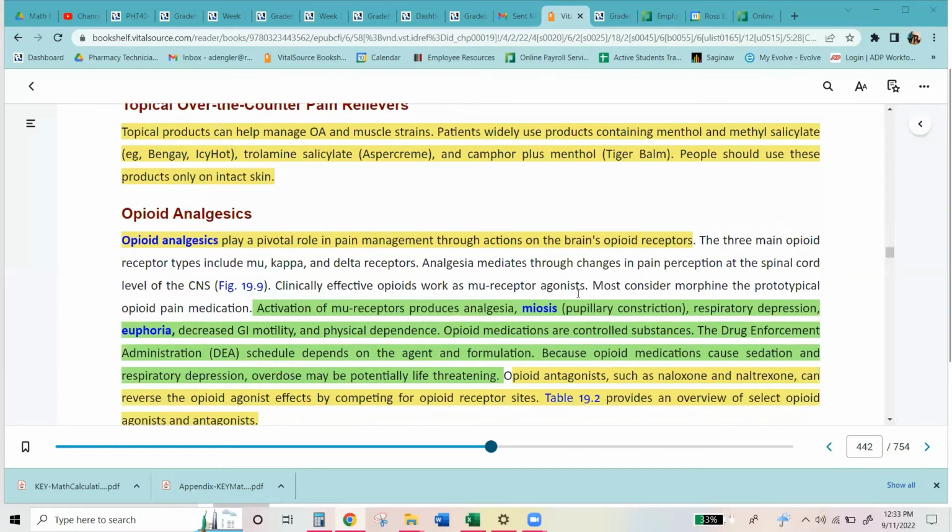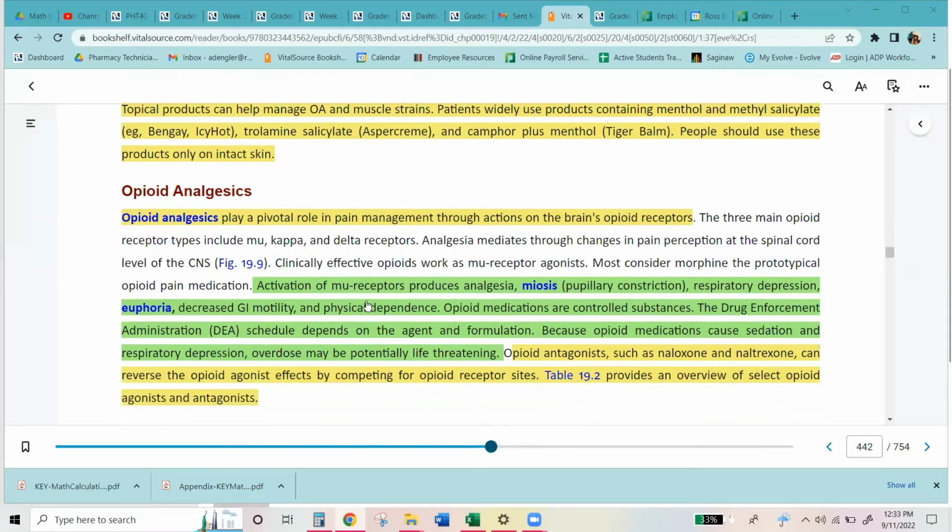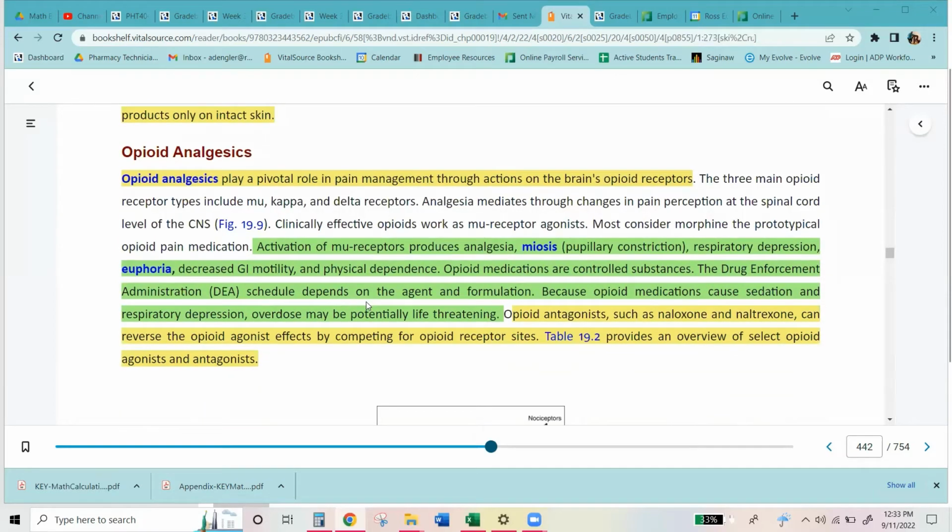Opioid analgesics play a pivotal role in pain management through actions on the brain's opioid receptors. There are three main opioid receptor types, which are mu, kappa, and delta. Activation of mu receptors produces analgesia, miosis, respiratory depression, euphoria, decreased GI motility, and physical dependence.